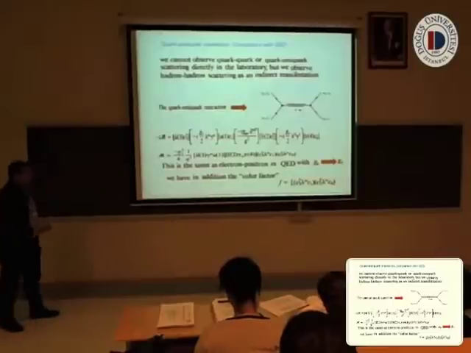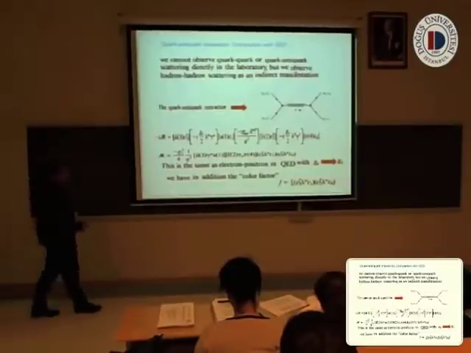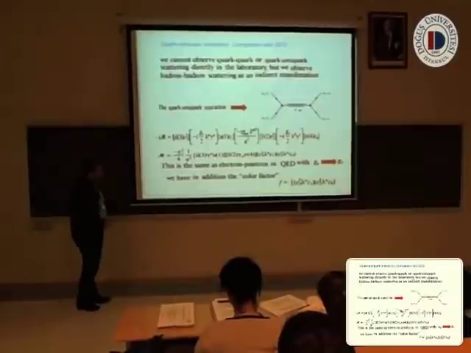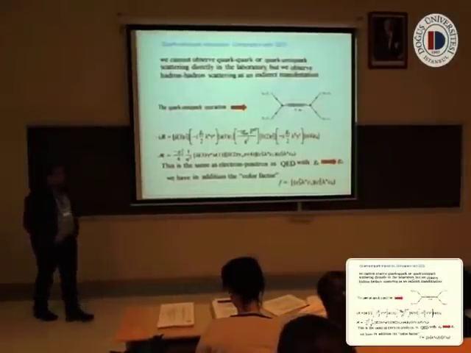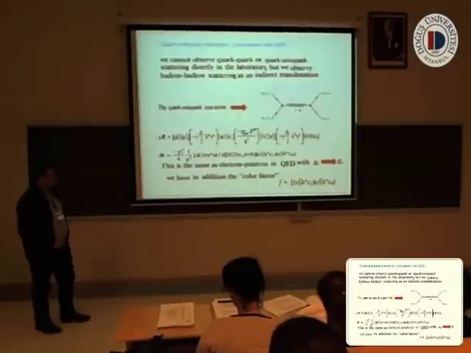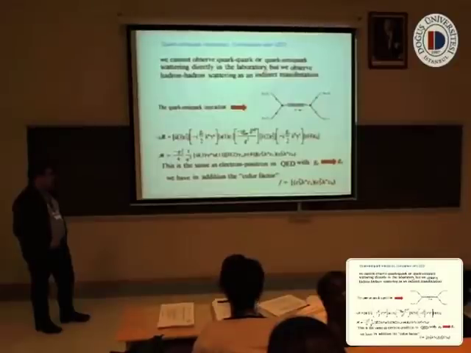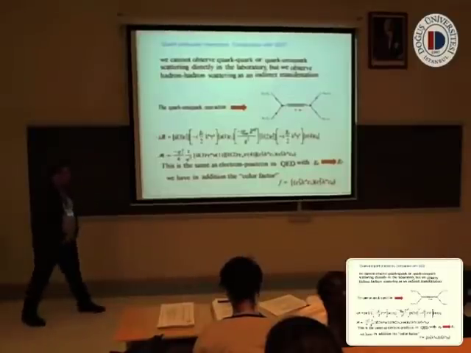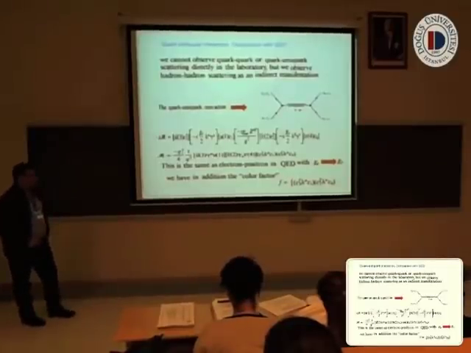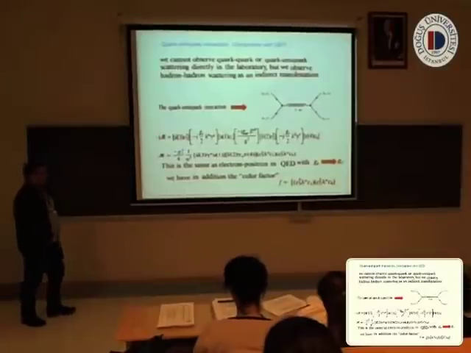And if you compare this amplitude with the one from QED, you will see that g_s is replaced by g_e, and in addition, we have a color factor, this factor. My aim is to show how we can calculate this color factor in QCD.